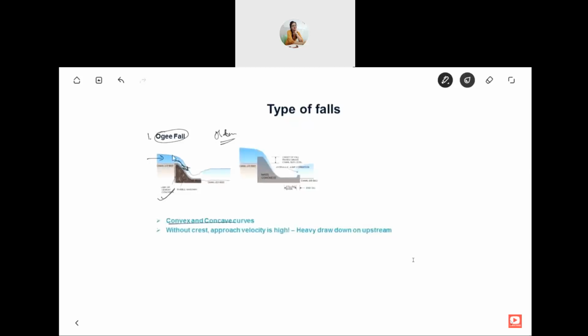Because no crest is provided and here there is a slope down, there is heavy drawdown on the upstream, that is, water is pulled down, because of which the approach velocity will be very high and it will start eroding the beds. So later on they tried raising the crest so that the approach velocity will be a little lesser than what you find here.